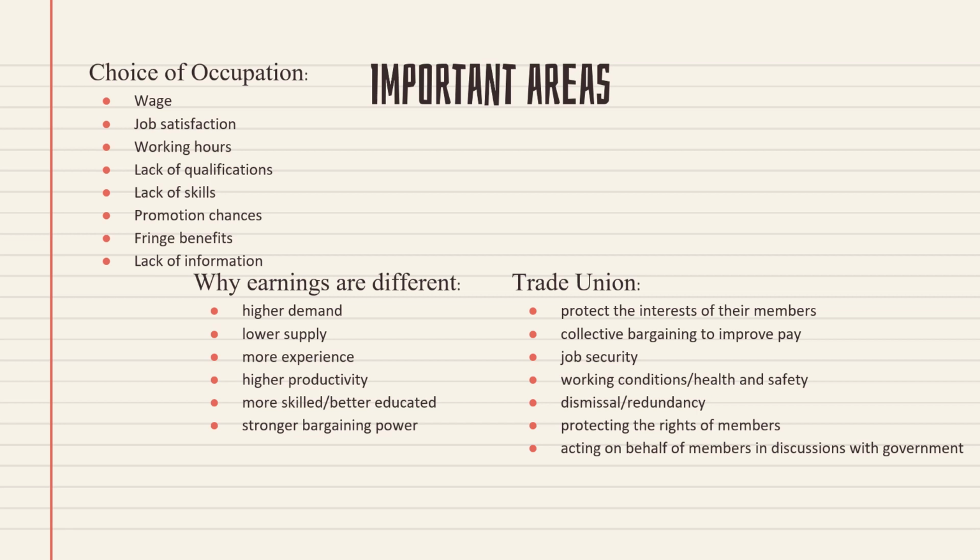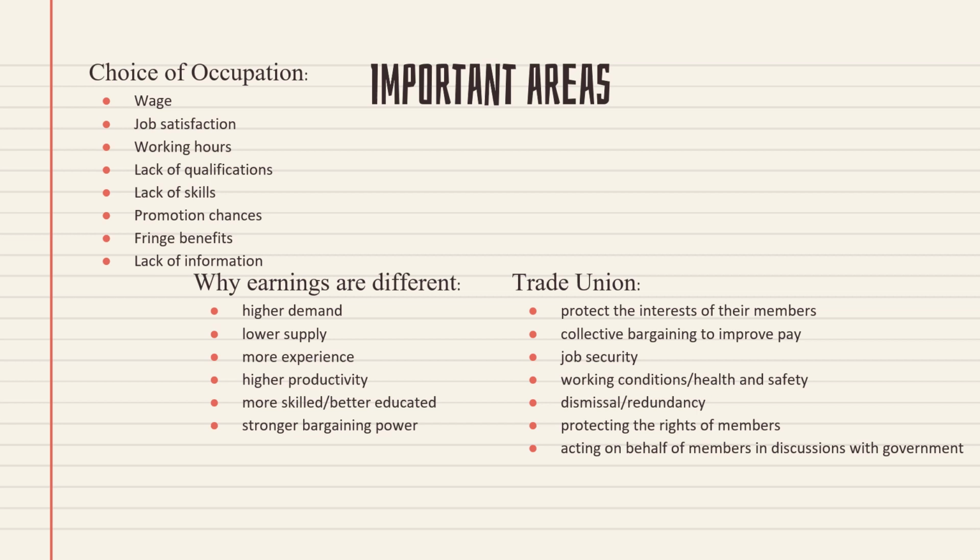Under the choice of occupation, we have many factors that influence a person's choice of occupation. First factor is the wage factor. Second, there are non-wage factors like job satisfaction, working hours, lack of qualifications, lack of skills, promotion chances, fringe benefits, and lack of information.